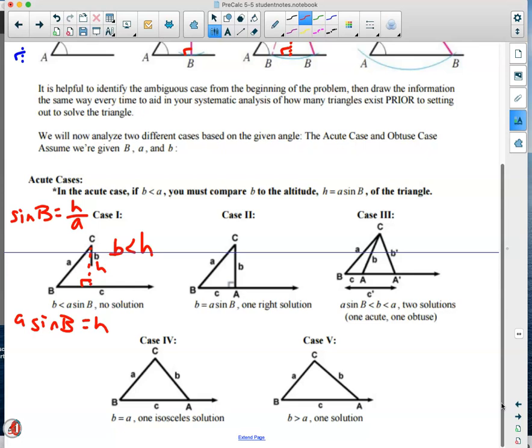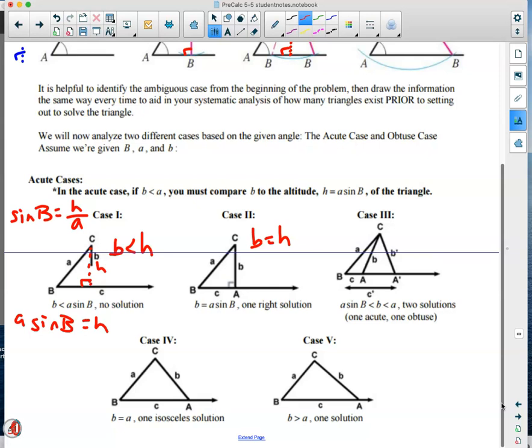Now case 2 says we've got our triangle set up, side angle. Remember, it's counterclockwise there. And B ends up being perfectly the same as h, as the height. We're going to get one triangle, going to be a very nice right triangle that we have, but we'll just write down one triangle.